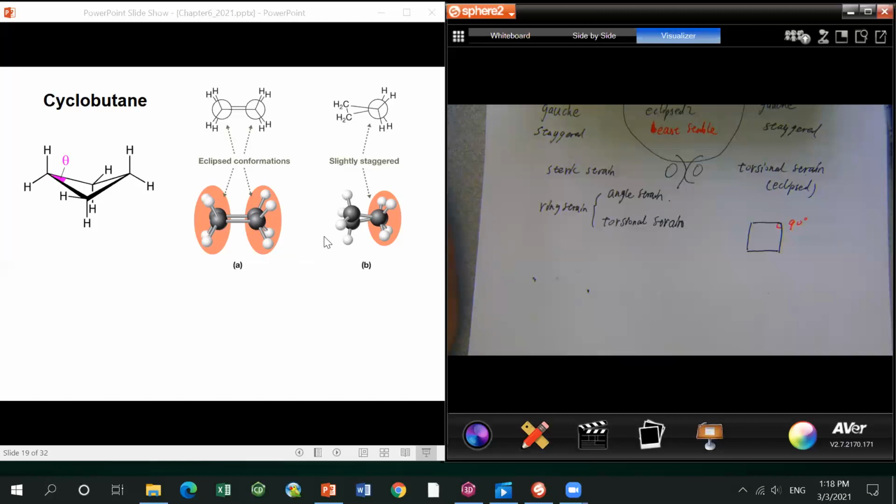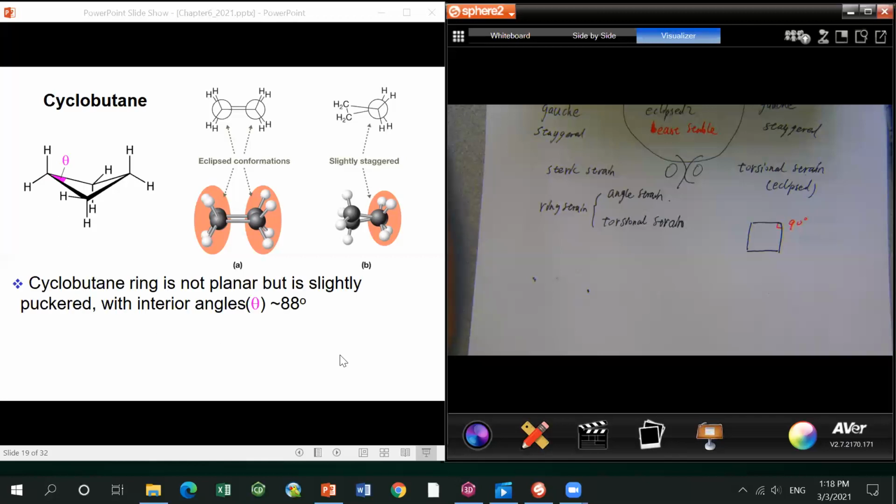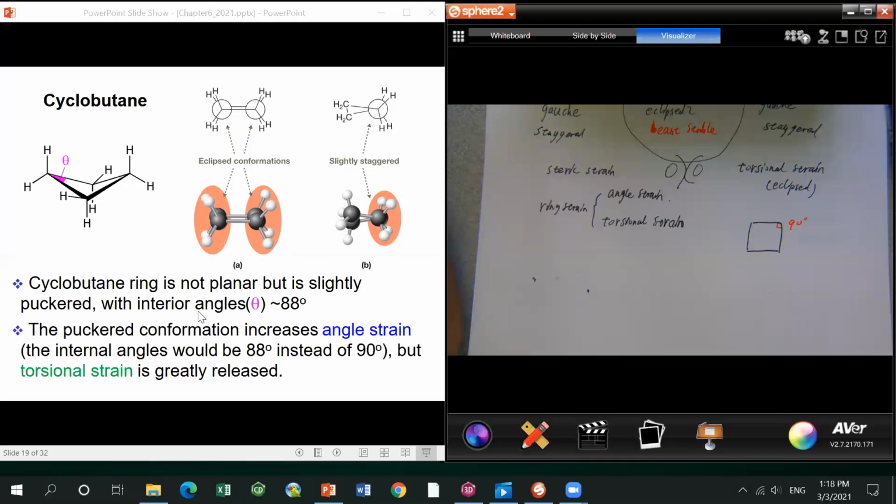But the problem is, once you fold the cyclobutene a little bit, you further decrease the bond angle. So now the bond angle is not 90 degrees anymore, it becomes 88. That means you increase the angle strain, but because you release a significant amount of torsional strain, overall it's more stable. So cyclobutene is in what we call the puckered conformation. It releases the torsional strain but gets more angle strain, and overall it's more stable.